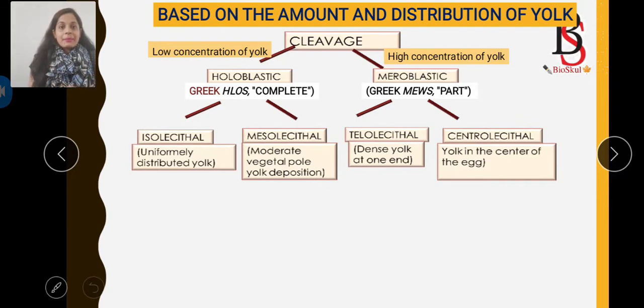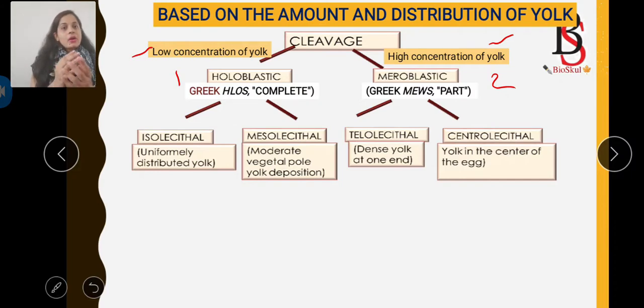First, based on the amount of yolk present in the egg, the cleavage is of 2 types. One is holoblastic cleavage and the second one is meroblastic cleavage. If the egg has a low concentration of yolk, then that leads to holoblastic cleavage. If the egg has a high concentration of yolk, then that leads to meroblastic cleavage.